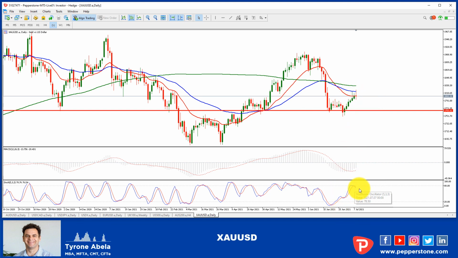I'm not concerned about the stochastic here because that could easily spin around at this level and go up. It does that quite often, actually. You can see here, even here at these points, that's when the big markets take off. So I'm not concerned about that at all. But the MACD is important here.